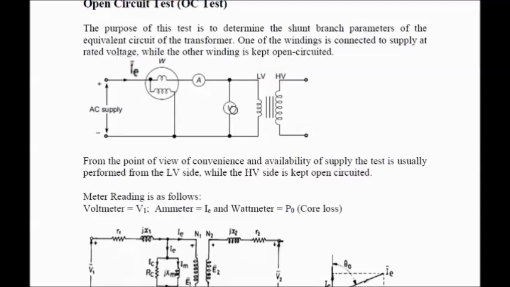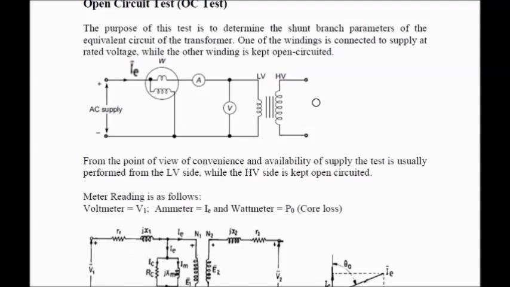And in this test actually we give supply at rated voltage at one winding, and the other winding is kept open circuited. So here I am going to supply rated voltage, and on this side we will have open circuit. And for our convenience in OC test we give supply on the low voltage side, and the high voltage side is kept open circuited.